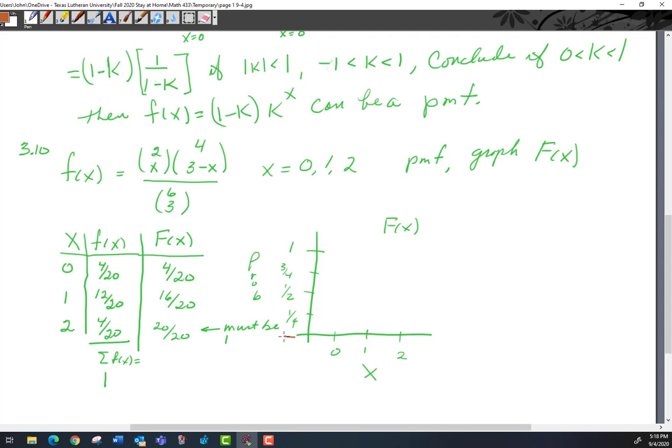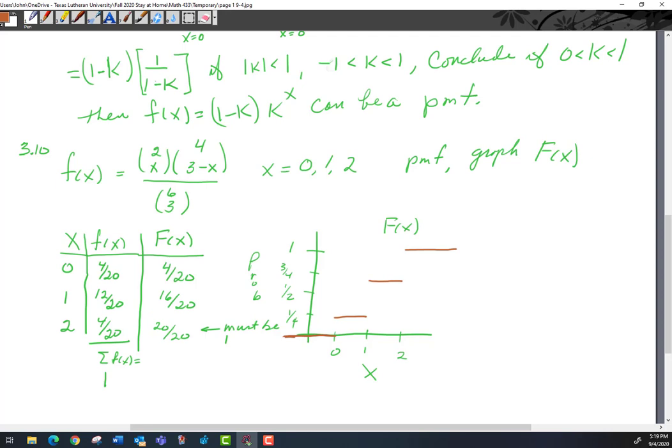So F of x, I'm going to change colors again. Before we get to 0, the capital F, the big F of x, would be 0. The probability of being strictly less than 0 would be 0. It can't happen. And then 4/20 is 1/5, and so that's going to be about there. We're going to jump to 4/20, and then we're going to jump to 16/20, so that's a little more than 1/2, and so that's up about right here. And then at 2, we're going to jump 4/20 more, and we're going to be at 20/20. So we're going to look like that.